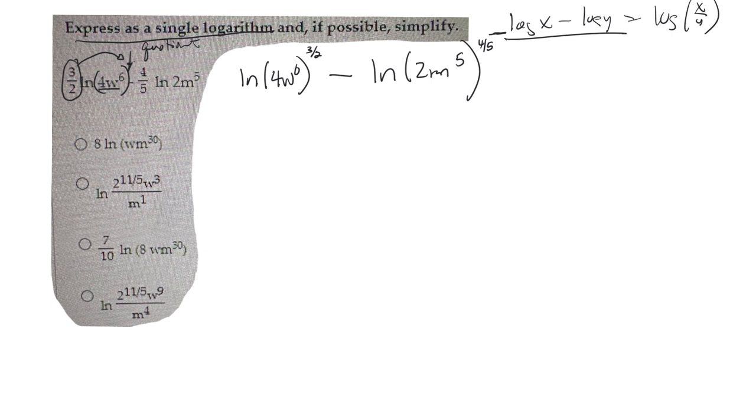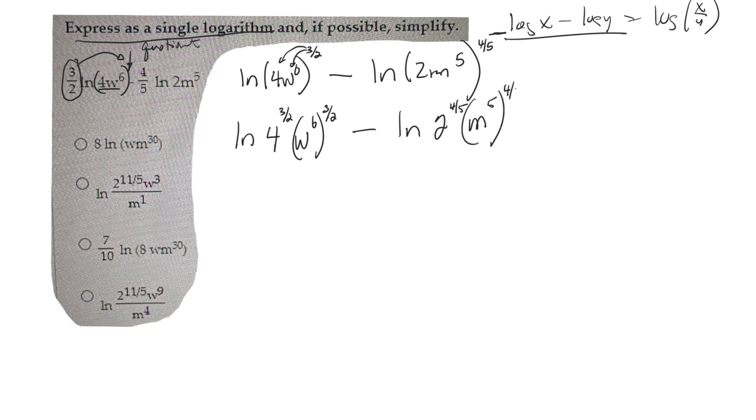Okay, so now I can apply this. Maybe I could just do it right there. I can simplify it now or simplify it later. Let's do it now. So I can apply that 3/2 to both of the factors inside the brackets. So it'll be ln of 4 to the 3/2 times w to the 6th to the 3/2, minus ln of 2 to the 4/5 times m to the 5 to the 4/5.